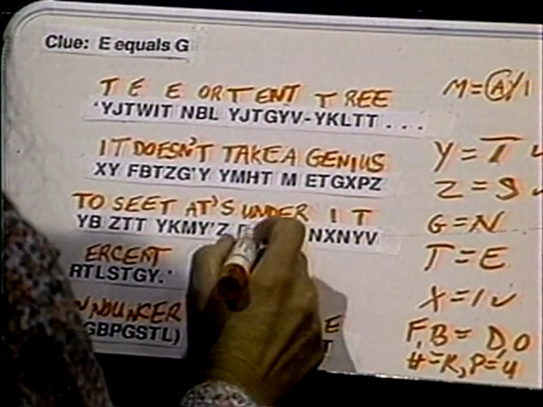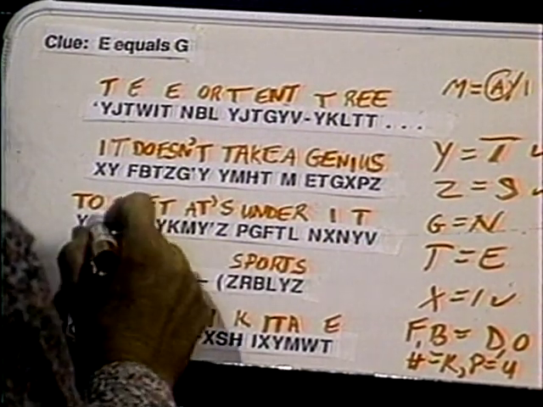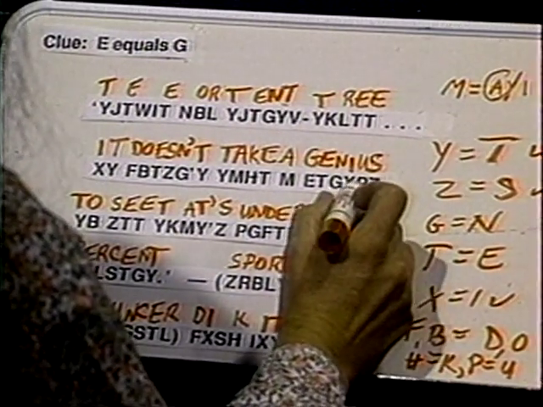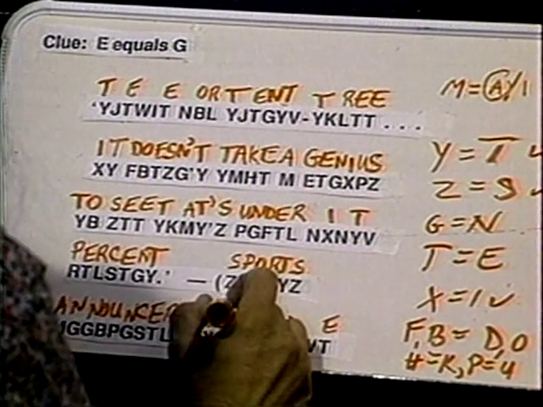Okay, so let's say R is P because we've got sports announcer. Do we have any other R's? Here's one, that is percent. Now it really starts to fall into place. R equals P is what I'm looking for now. Don't have any more. Okay, sports announcer, Dick.